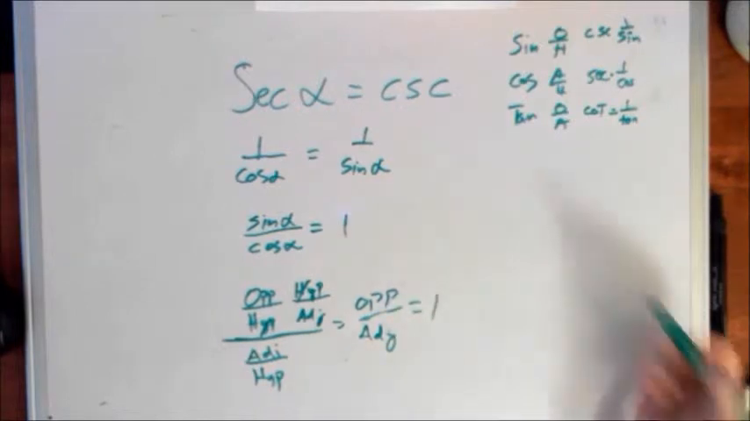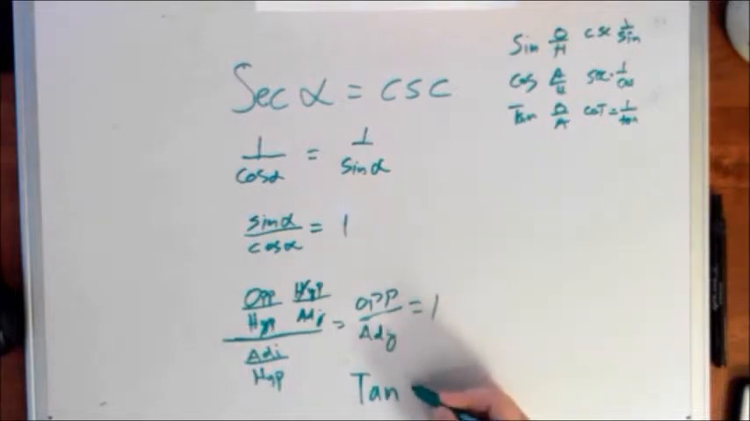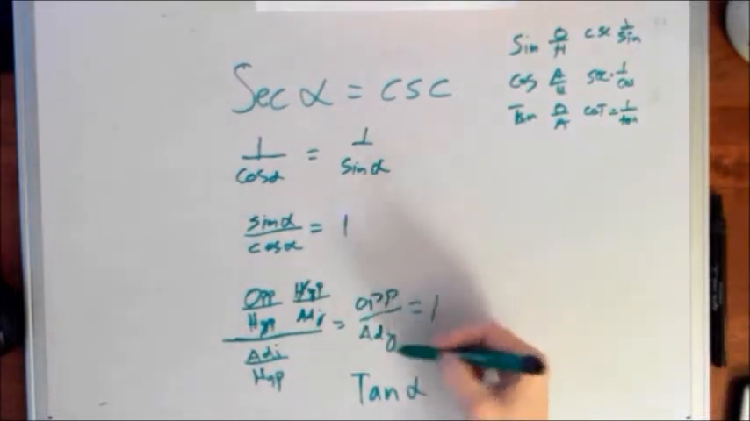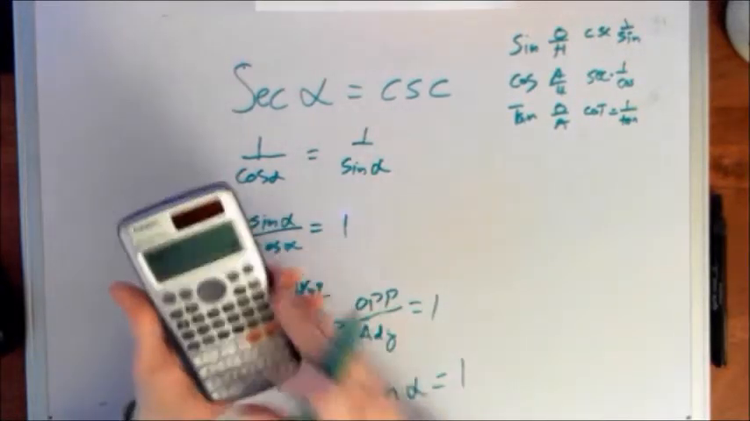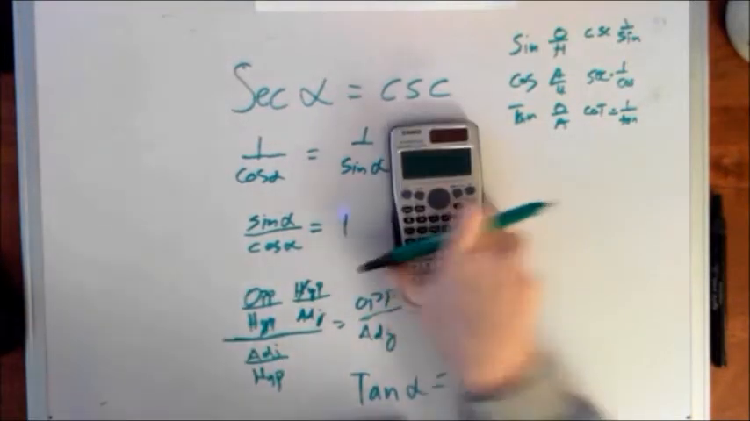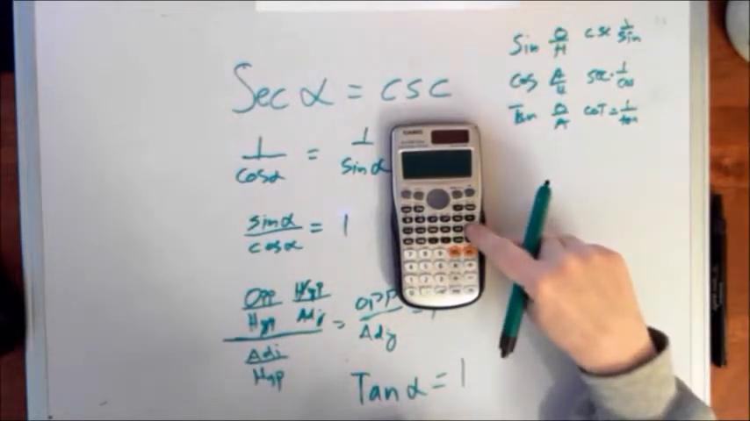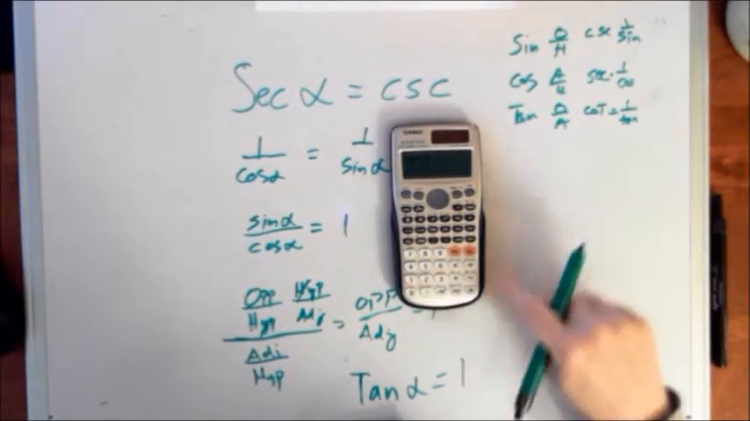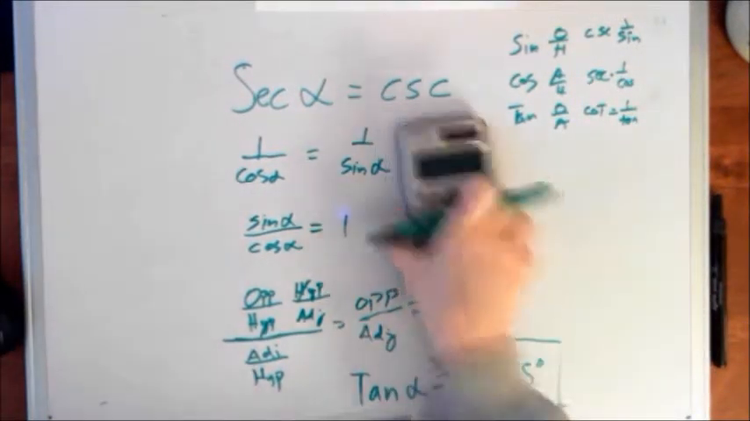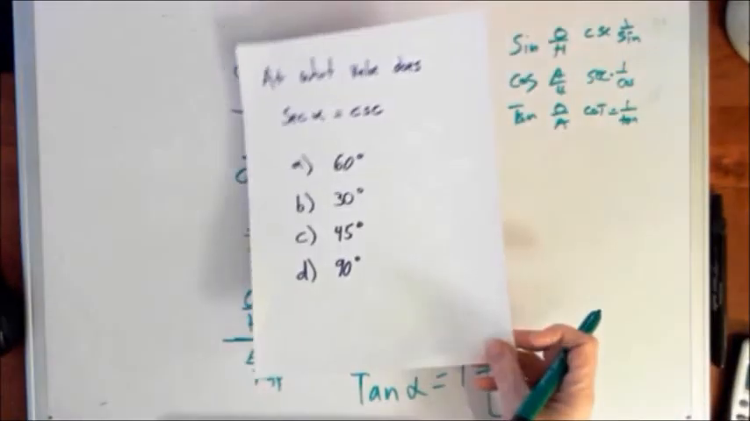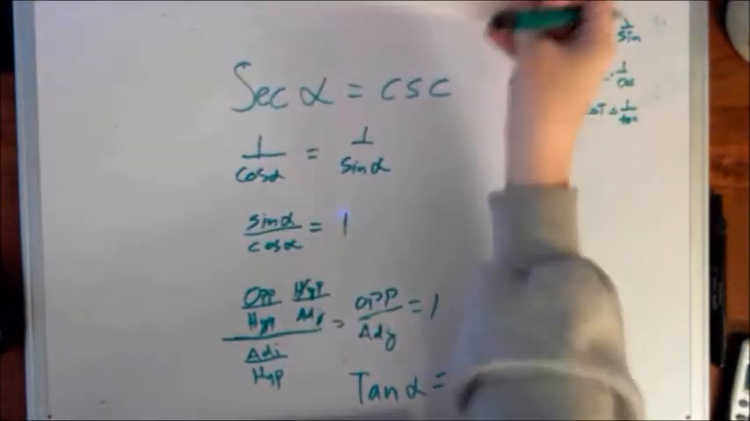So what is opposite over adjacent? Check it out. It's equal to tangent. So this is equal to tangent, and I didn't carry down my alphas, but it's implied. So tangent alpha is equal to 1. So let's evaluate tangent alpha equals 1. If I plug into my calculator, I can go shift tangent to get arctangent of 1 equals 45 degrees. So the answer for the first one is C, 45 degrees.